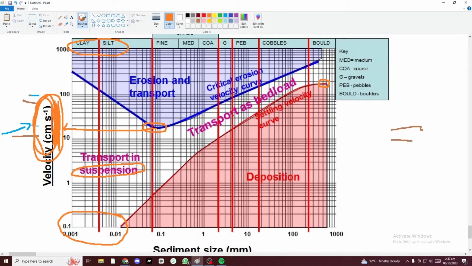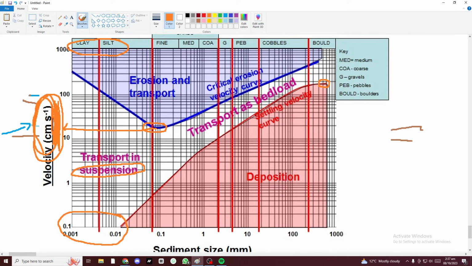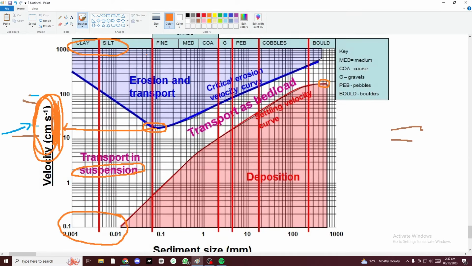So if they ask you to find the lowest velocity needed to erode a particle type, you go there, go down the line, find the lowest point, go along to velocity, and then you work it out. So this will be about 18 centimeters per second negative 1. Okay, that should explain it.